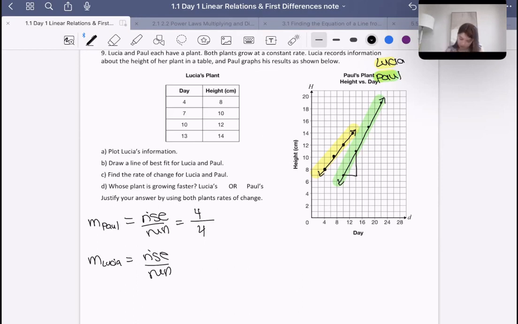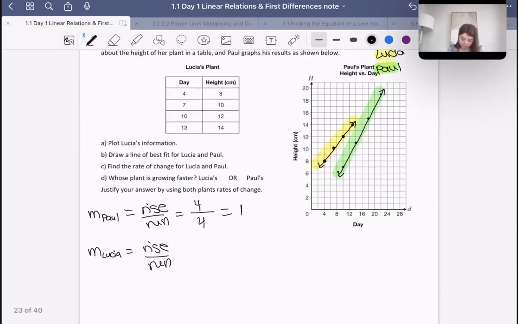It doesn't look like 1-to-1, but you know what? It's because the scales are different. That's why. That makes sense. So therefore, the slope for Paul is 1. So that actually is correct, even though it doesn't look like it, just because of the way the x and the y axis are scaled in this example. For Lucia, let's see. Well, it goes over, the run is 3, right? We go up 3 days each time, and then it goes up 2 in height, so it's 2/3, right?